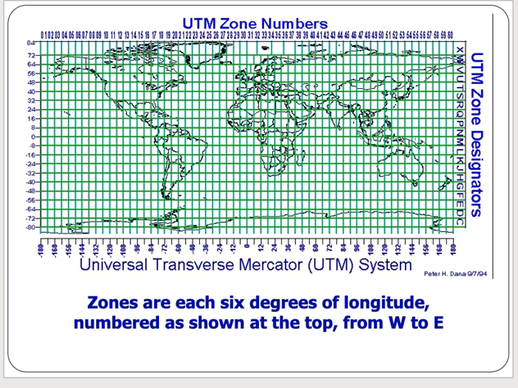So this is the universal transverse Mercator, and we could see here that the zones are each 6 degrees of longitude, and it's numbered as shown at the top from west to east. So again, the UTM is divided into zones, and you can see that for every 6 degrees of longitude, there is a zone that has been created, and then you also have every 8 degrees of latitude.